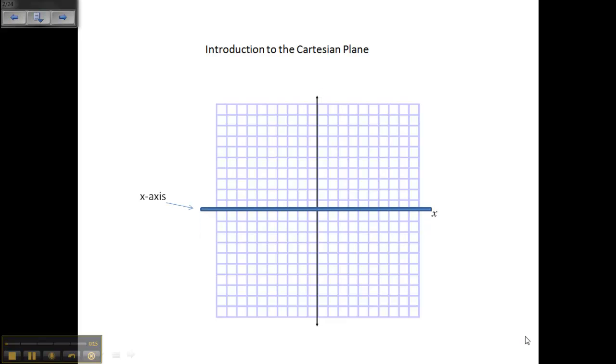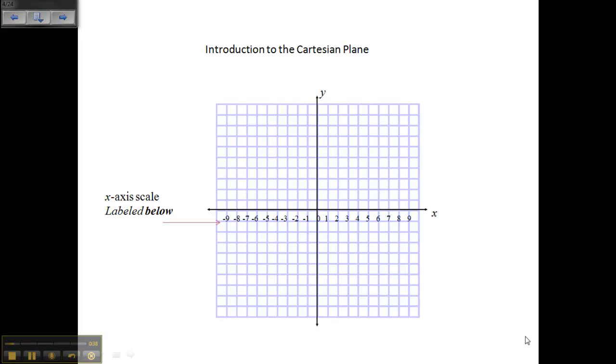The first of these lines is what we call the x-axis. It is a horizontal line running through the plane. The y-axis is a vertical line running through the plane. Notice that both of these axes are labeled appropriately, the x-axis with an x and the y-axis with a y.